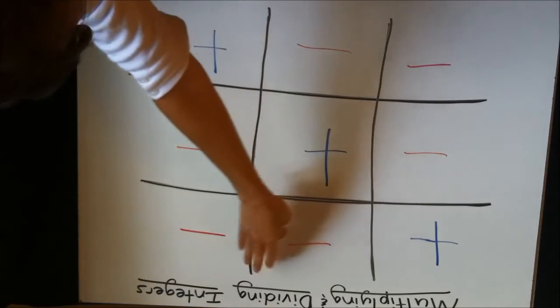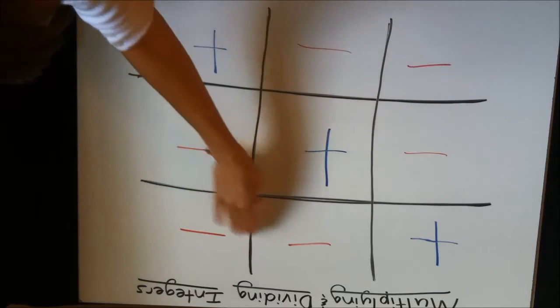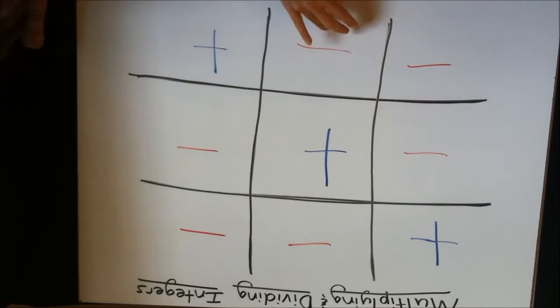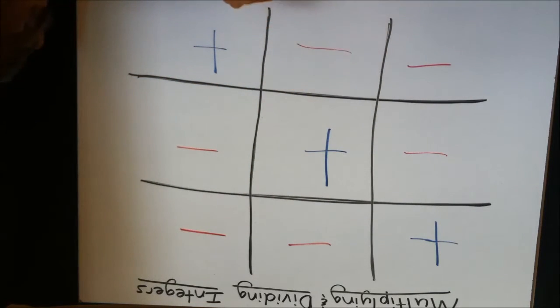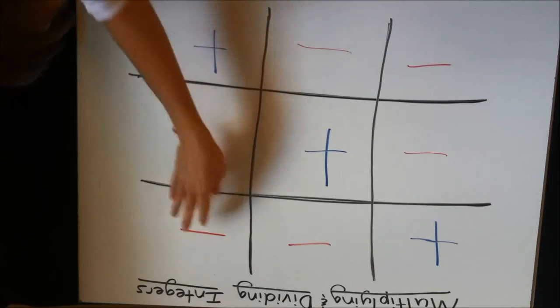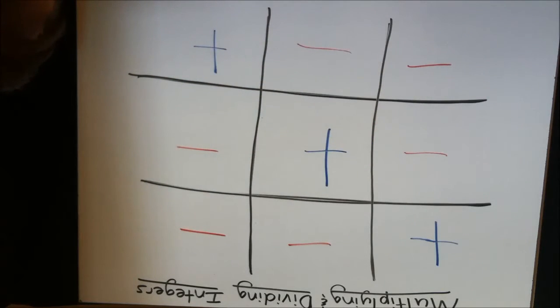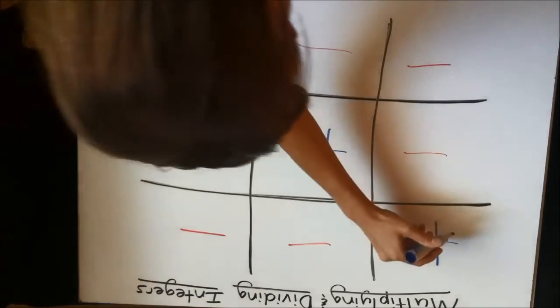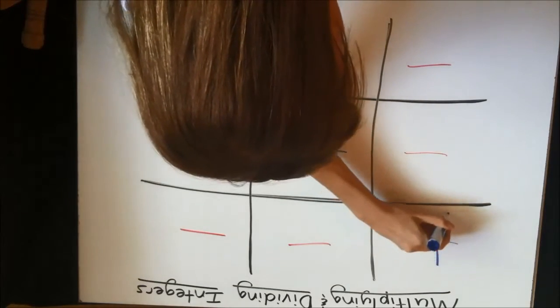The rules to multiplying and dividing integers are the same when it comes to the signs of your product or of your quotient. So any way you look at this chart, it works. Another way of remembering is by remembering these sentences.